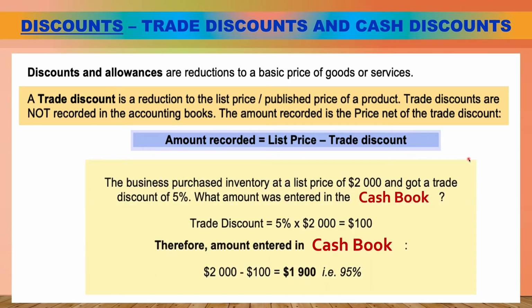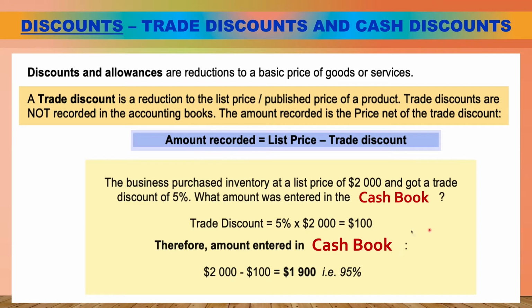So the amount recorded would be your list price minus whatever trade discount. So for example, the business purchased inventory at a list price of $2,000 and got a trade discount of 5%. How much is entered in your journal, like the cash book? It will not be the trade discount, which is 5% of the 2,000. This $100 is your trade discount. This is not going to be entered at all. You may see it in your invoice, but not in the accounting books.